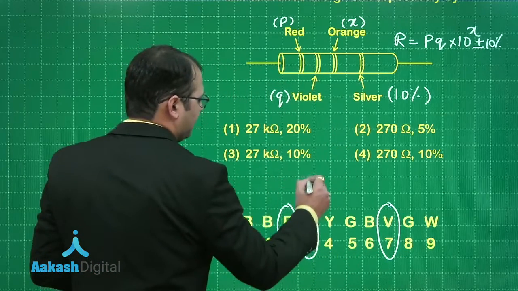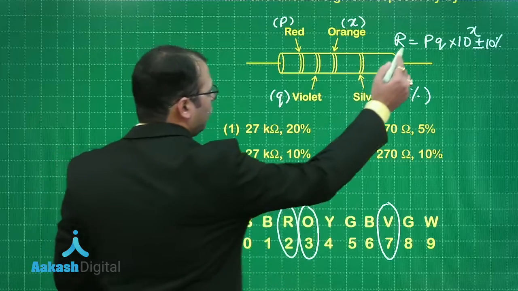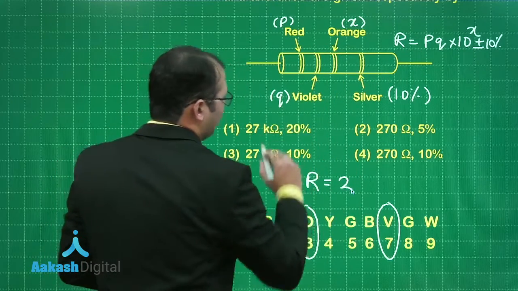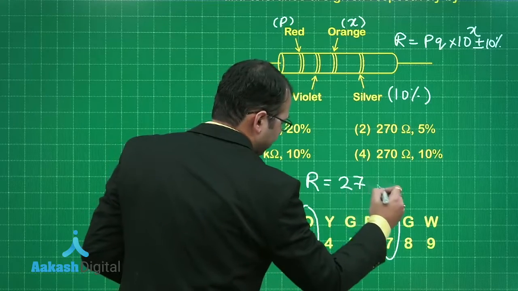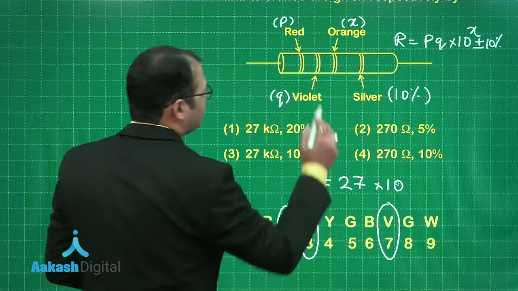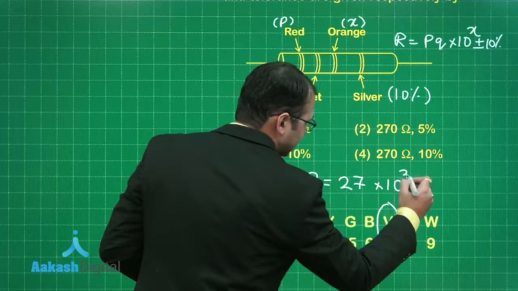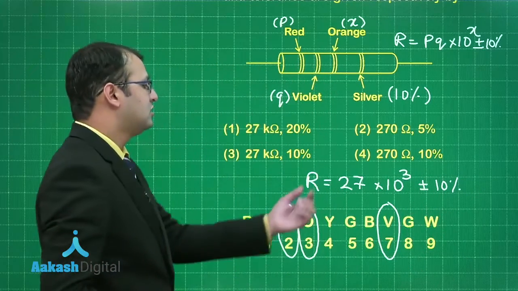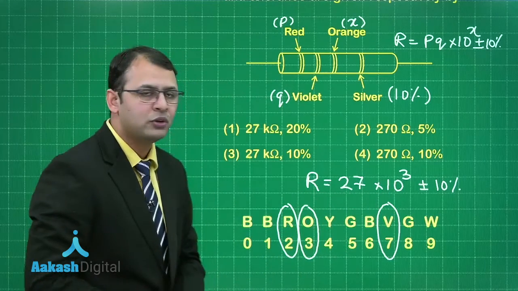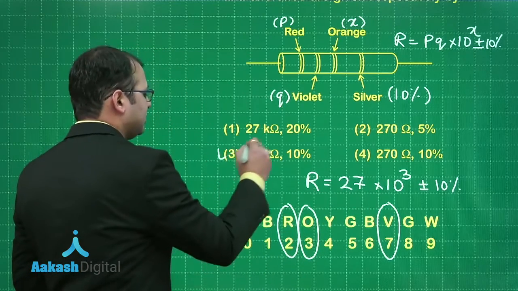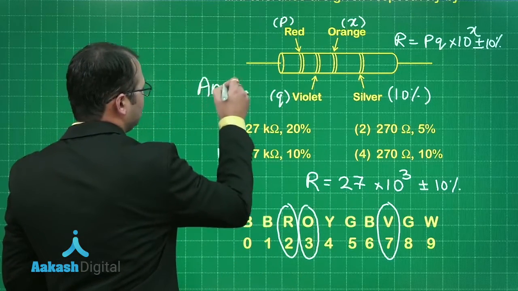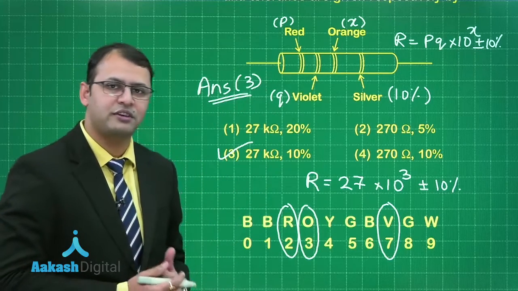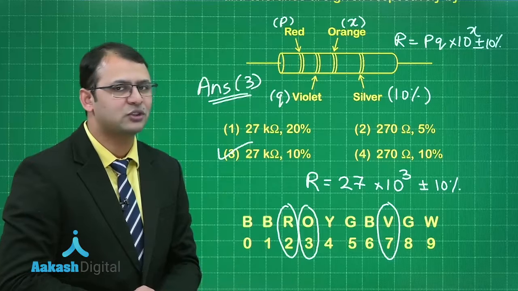So as per our information, the resistance should be, instead of red, that is P, I should write 2. Instead of violet, I should write 7, into 10 to the power, instead of orange, I have to write 3 here, plus or minus 10% variation. And this seems to be 27 kilo ohm. So the best suited option here is the third option. The answer to this question would be option number 3. Hope you have understood this question very well. Let's move on to our next question, that is question number 10.